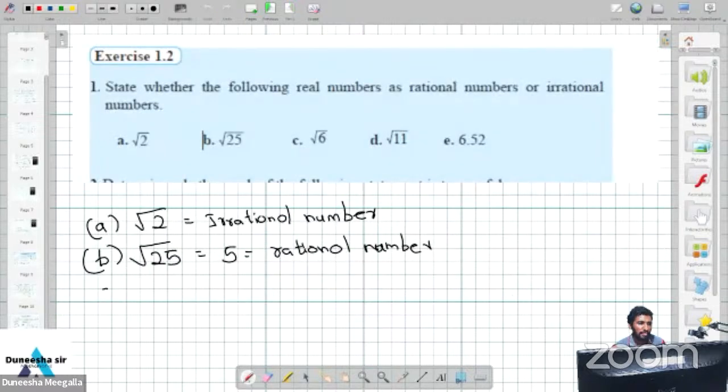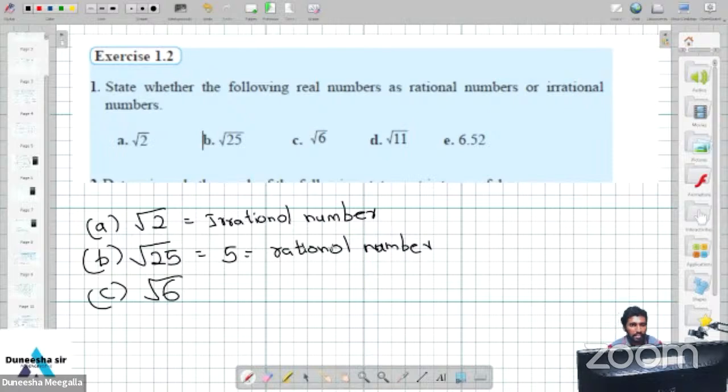Okay. Can you check root 6? What is the value of root 6? It's 2.449489742783. Can you check if it has a repeating part? Repeating part එක පේනවද බලන්න. No repetition. What is the type of it? Rational or irrational? Irrational.